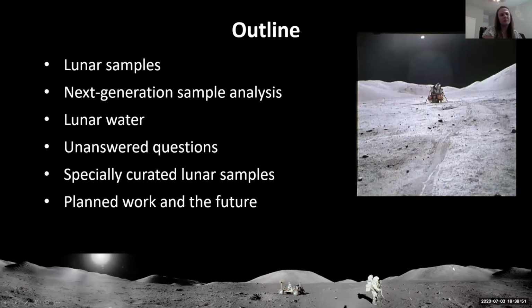So I'll just give you a really brief outline so you can keep track of where we are in the talk. So I'm going to overview the types of lunar samples that we have and roughly where they come from on the moon, the kinds of missions that collected them. Then I'll move on to give you a couple of examples of what I mean by next generation sample analysis techniques. Then we'll move on to talking about lunar water and really its discovery and how that's changed the face of lunar science studies over the past 10 years. There are also some unanswered questions that go with those studies, and so we'll talk a little bit about those.